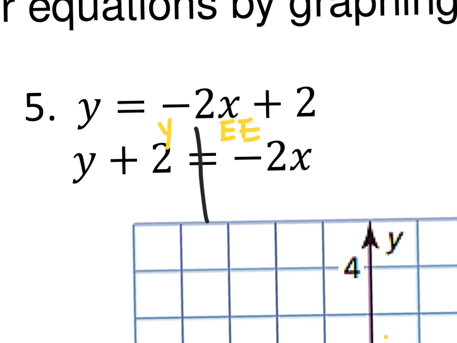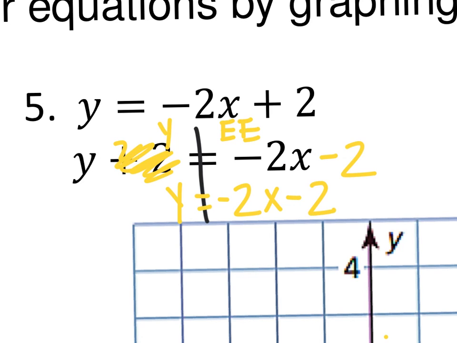That means I need to move my plus 2, so it's going to become a minus 2, and then it's gone. I get y equals negative 2x minus 2. So that's my new equation.